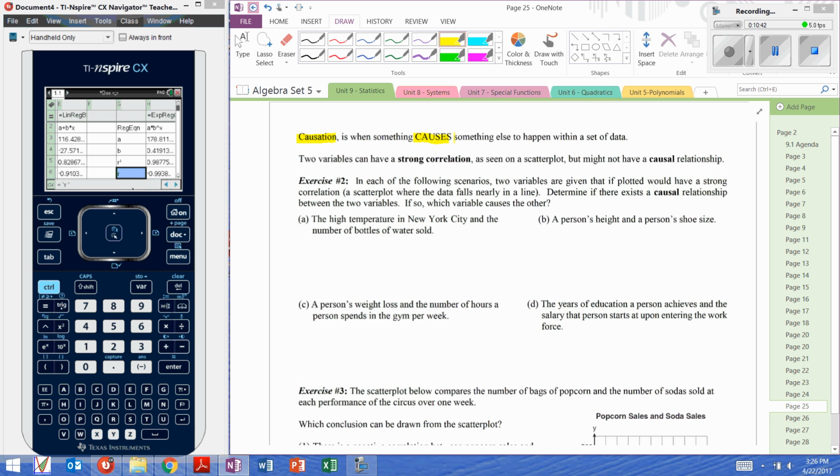All right, A. The high temperatures in New York City and the number of water bottles sold. So I would think, I guess you could probably go either way on this one, but I think that this is a causal relationship. I think that the temperatures are going to cause the increase in number of water bottles.